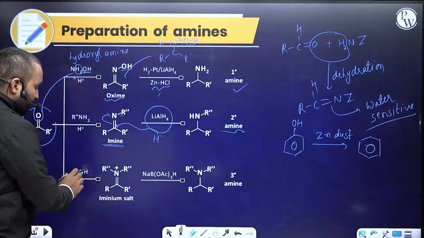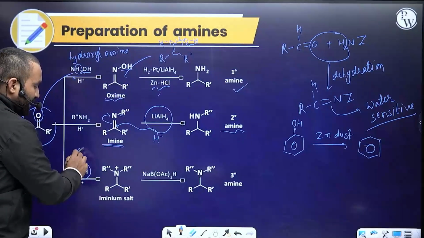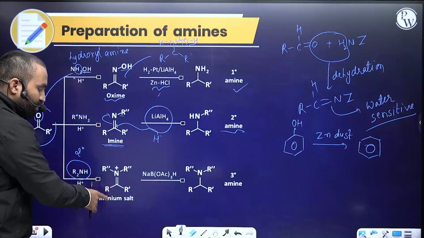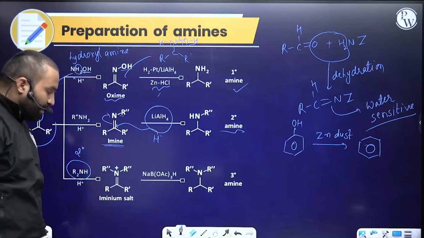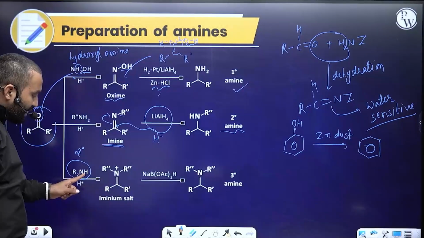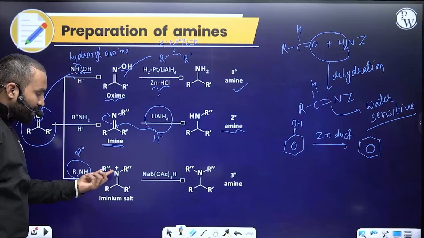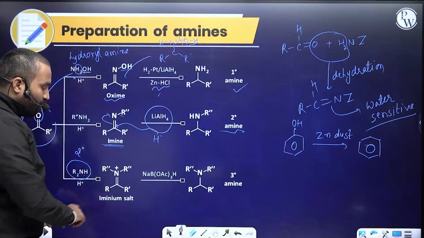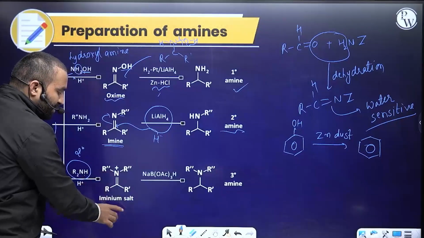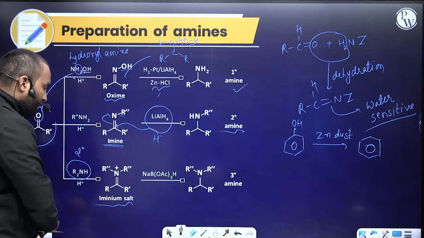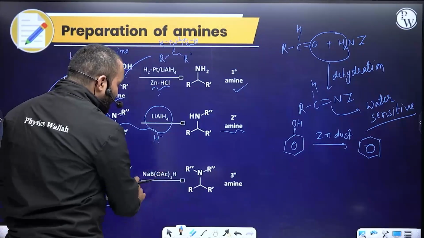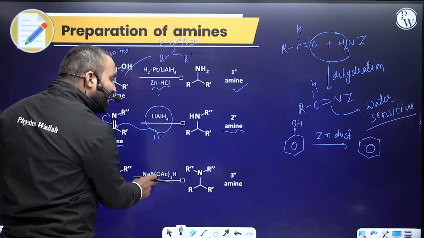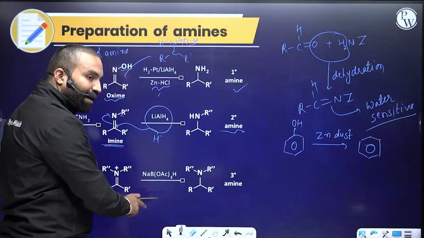Similarly, I can start with a secondary amine, which will produce this iminium salt. Iminium, why? Because there is only one hydrogen present, and to make carbon double bond nitrogen, nitrogen has to form 4 bonds. With 4 bonds, the nitrogen will be positively charged. This is the iminium salt. Okay. Now this molecule is known as sodium triacetoxy borohydride.